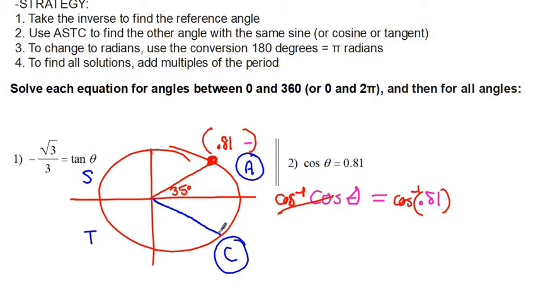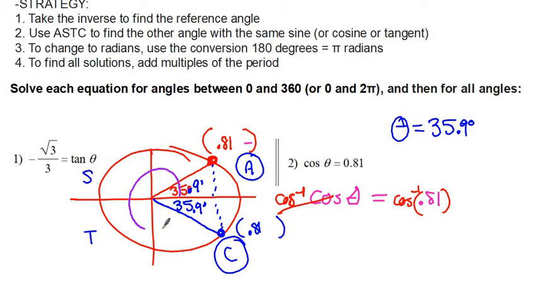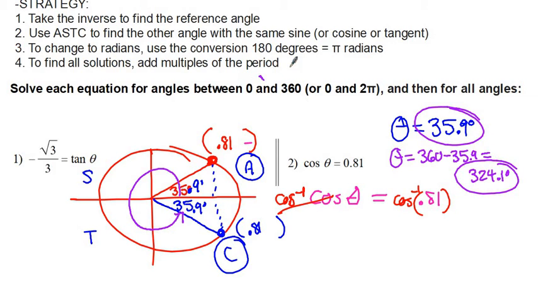So that means this right here, notice that these are on the same horizontal position. That also has an x-coordinate of 0.81, which means this angle is also 35.9. So one answer is theta equals 35.9 degrees. And the other answer will be theta equals this purple angle, which goes all the way around except for that last 35.9. So that would be basically 360 minus 35.9, and that's equal to 324.1 degrees. Okay, so those are our two answers between 0 and 360.